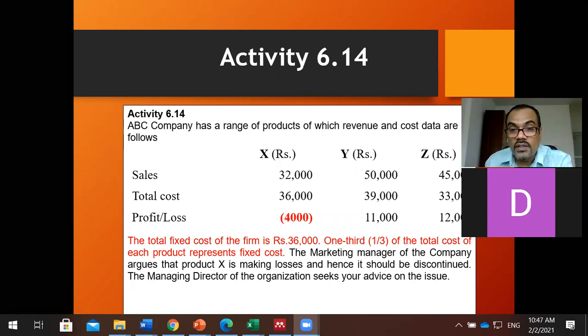Whereas you save 4,000 here. The difference is that you save 4,000 but incur 12,000, a net loss of 8,000. Financially, you need not do any further calculation. Say that financially it's not viable.